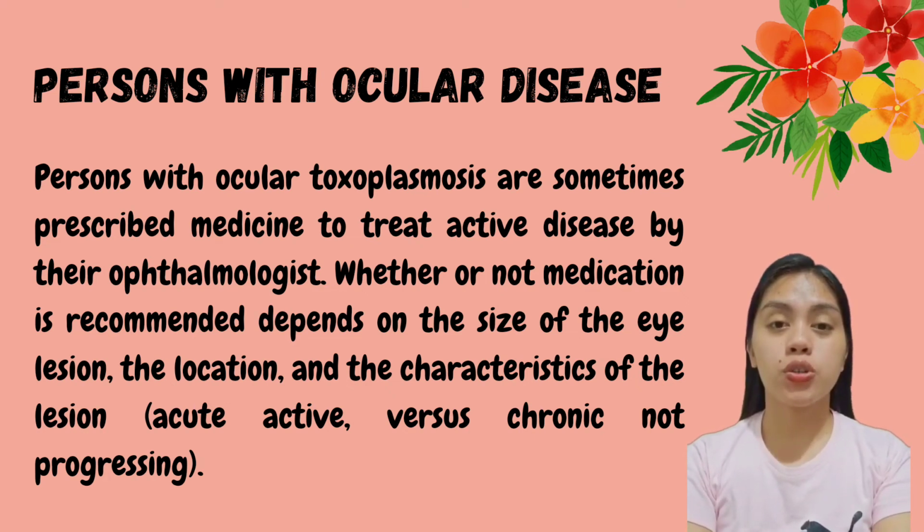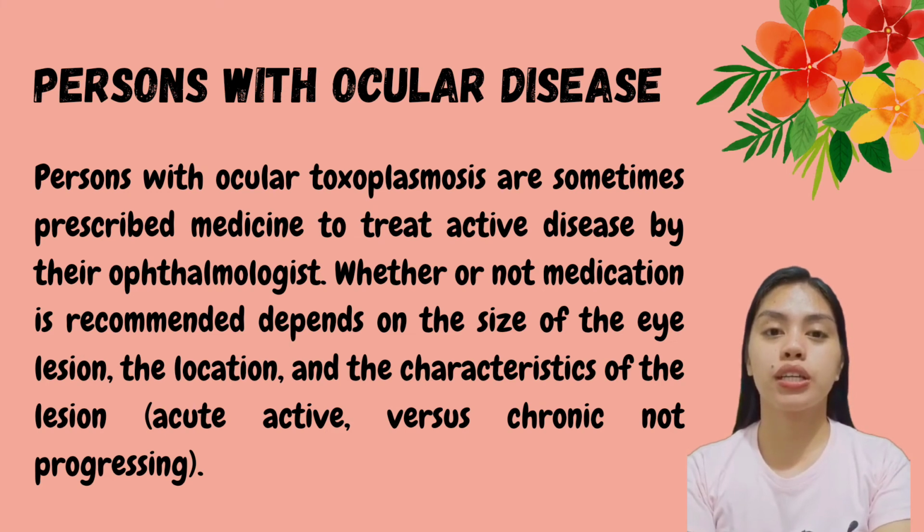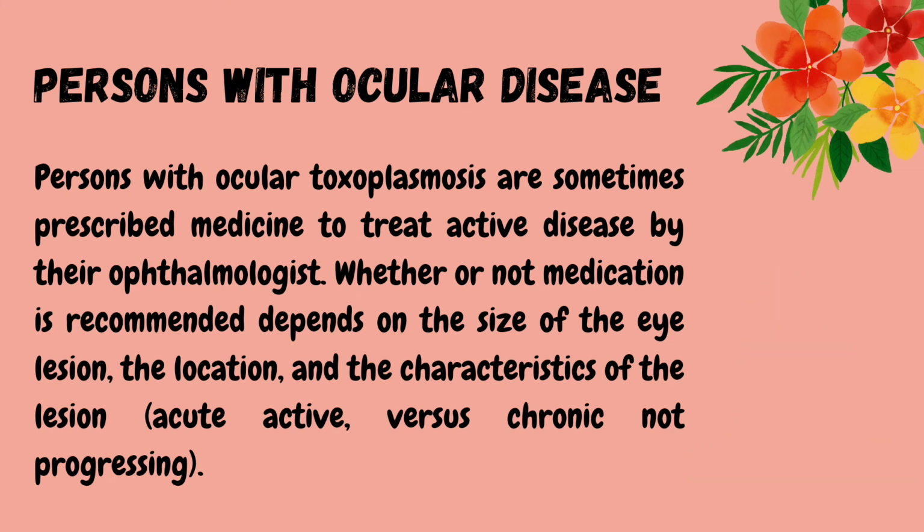Persons with ocular toxoplasmosis are sometimes prescribed medicine to treat active disease by their ophthalmologist. Whether or not medication is recommended depends on the size of the eye lesion, the location and the characteristics of the lesion, acute active versus chronic not progressing.